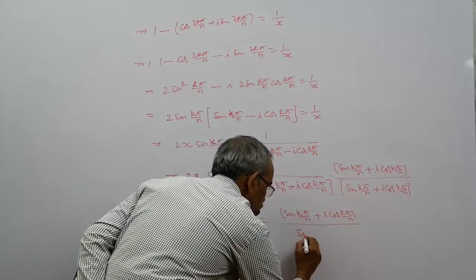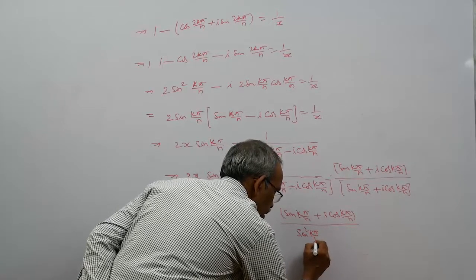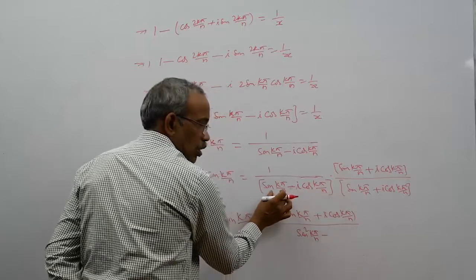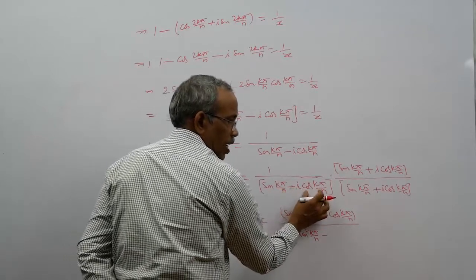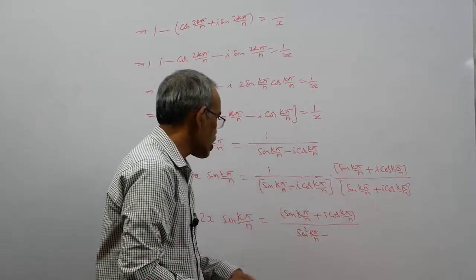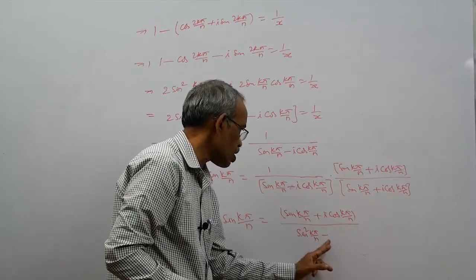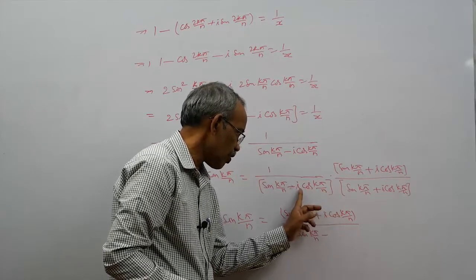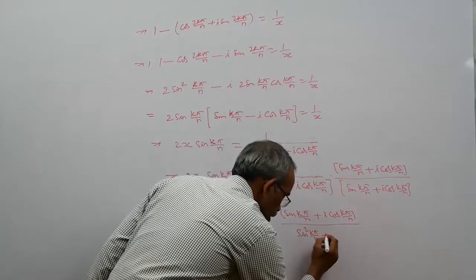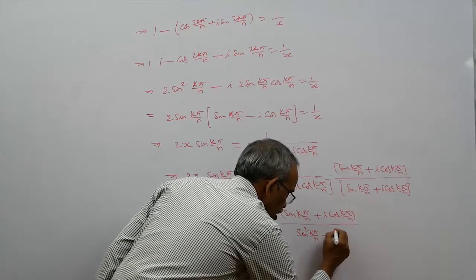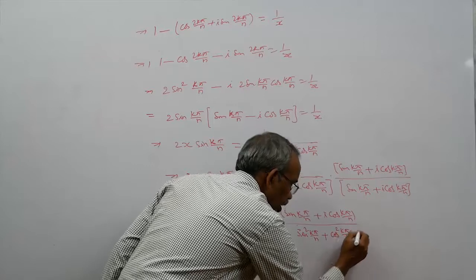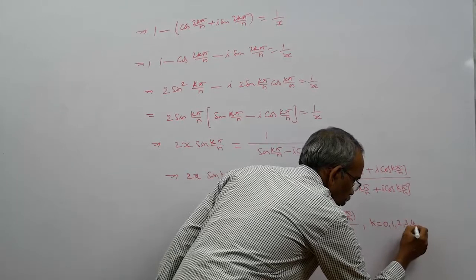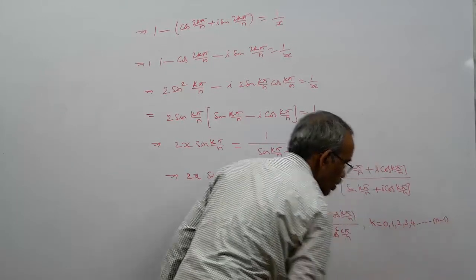Look at what a square is: sin square kπ/n minus b square. b square is i square cos square θ. Here a equal to sin kπ/n, b equal to minus i cos kπ/n. So we get a square equal to sin square kπ/n minus b square, that is i square cos square kπ/n. I square is minus, so minus and minus becomes plus. So we get cos square kπ/n. Here k equal to 0, 1, 2, 3, 4 up to n minus 1.